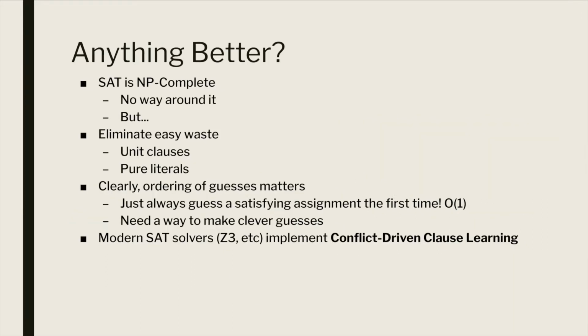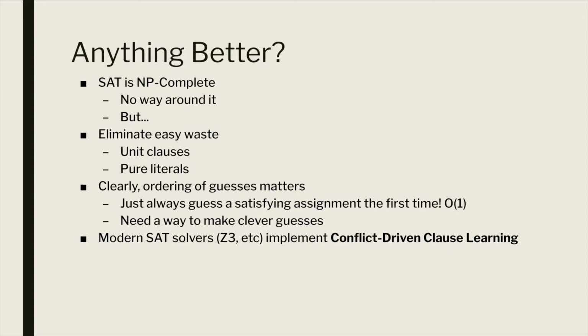So, noticing this waste, it's natural to ask, can't we do better? Well, SAT is NP-complete as discussed earlier, and we can't avoid that, but we can deal with some of the things we noticed in the last slide. For example, a unit clause where only a single variable appears, or a pure literal where a variable only has one polarity across all clauses, lead to easy assignment decisions. We also observe that the order we make our guesses in matters. If we just happen to guess a correct assignment the first time every time, it would seem like SAT solving is not that difficult. It only takes constant time.